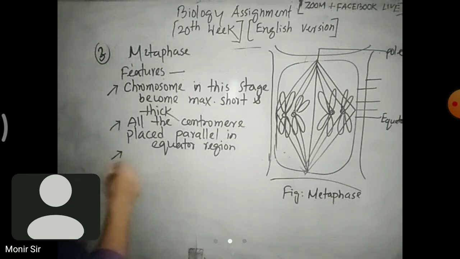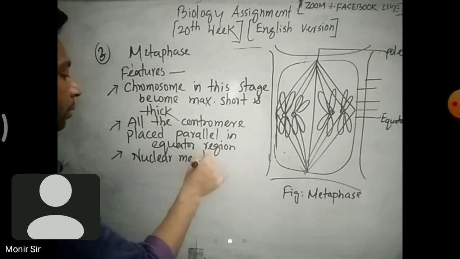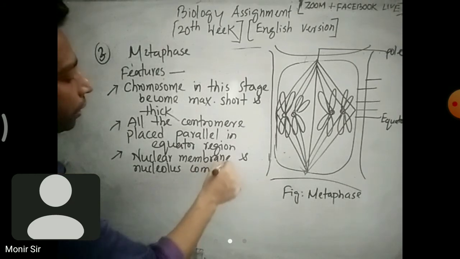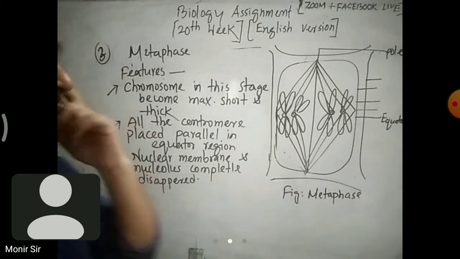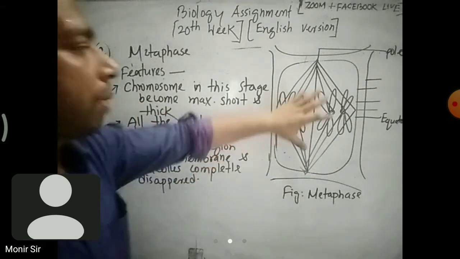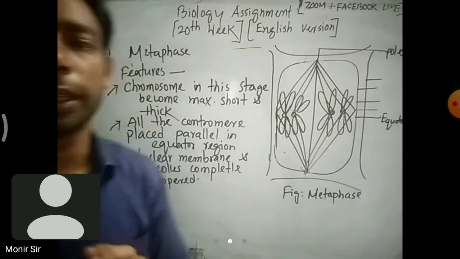And the nuclear membrane, you can write here nuclear membrane and nucleolus, completely disappeared. No nuclear membrane or nucleolus are found in there. Three features we have found in the chromosome in this stage: become maximum short and thick. Metaphase, maximum short and thick.